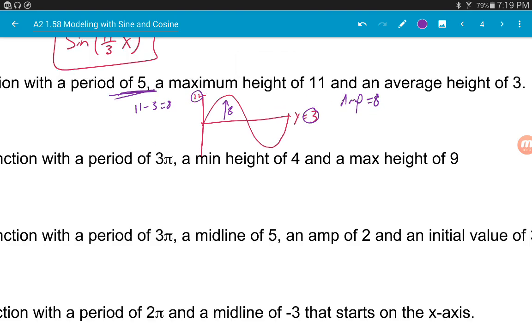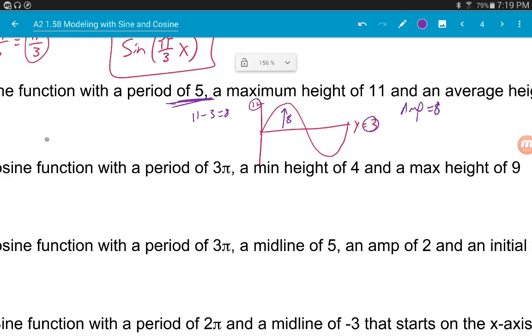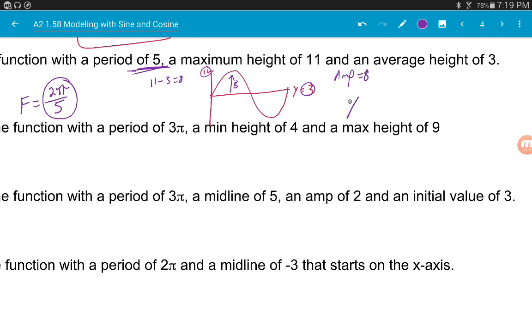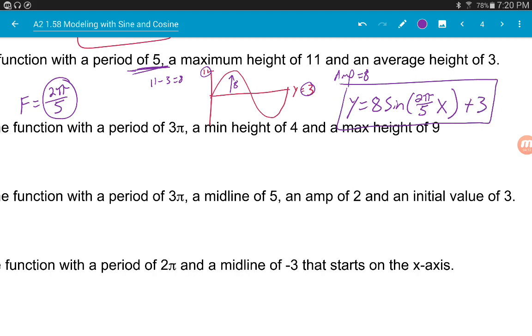They gave me the period, but period does not go into the function. Period is only used to find frequency. So frequency is equal to 2 pi over period, which is 5. And you actually can't simplify this. So that's just it. That's frequency. So my function is going to be y equals amplitude sine of frequency, 2 pi over 5 x, plus the midline, which is 3. And that would be my final answer. That's my function.